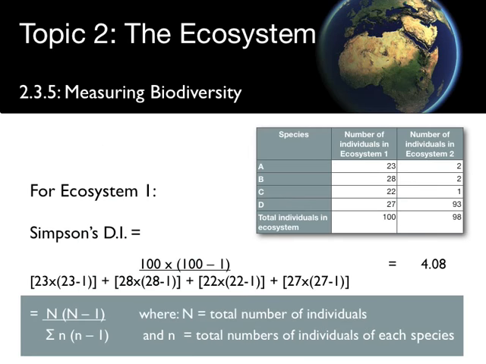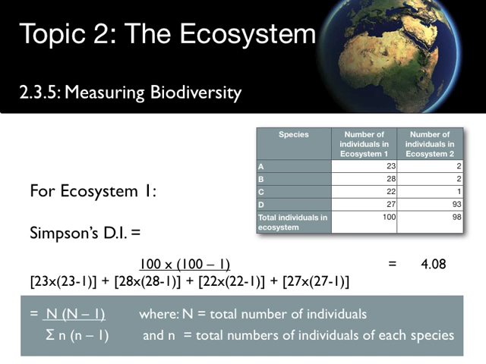Well, taking all this information, let's do the example for number 1. The total number of individuals within that ecosystem is 100. So, on the top row of our equation we have 100 multiplied by 100 minus 1, or N multiplied by N minus 1. In the next row we have the summation of the total numbers of all the individuals of each species.